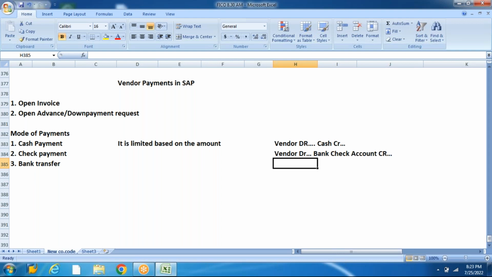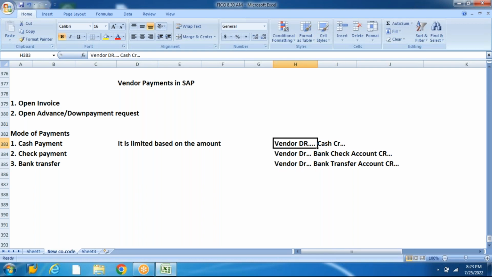If it is your bank transfer, who is receiving the payment? Still the vendor. Vendor debit, and here I will write bank transfer account credit. Any doubt in these accounting entries? Clear, right? Yes, sir. These are the accounting entries that we normally pass for your vendor bank payments.